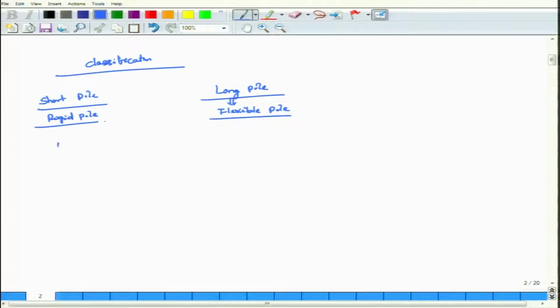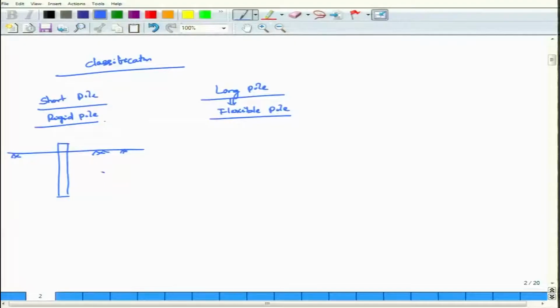Particularly, a very simple definition of short pile: if I put a ground surface here, a short pile is rigid, and the soil fails earlier than the pile, as per Poulos and Davis, you can take that book. That means the pile is so rigid that the soil fails earlier than the pile.